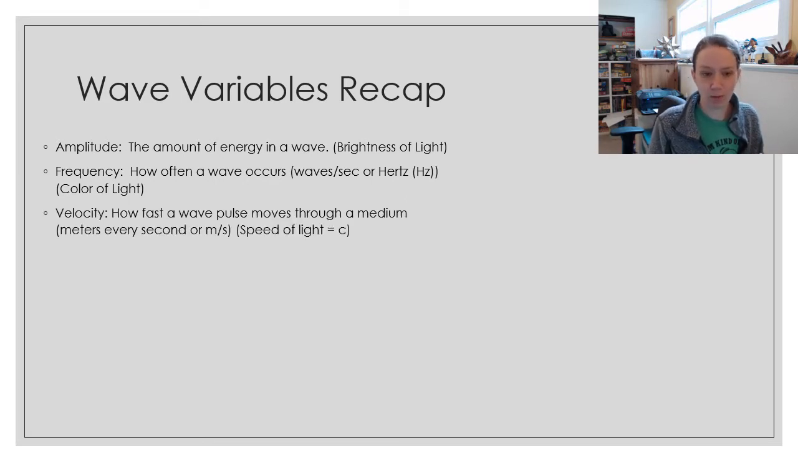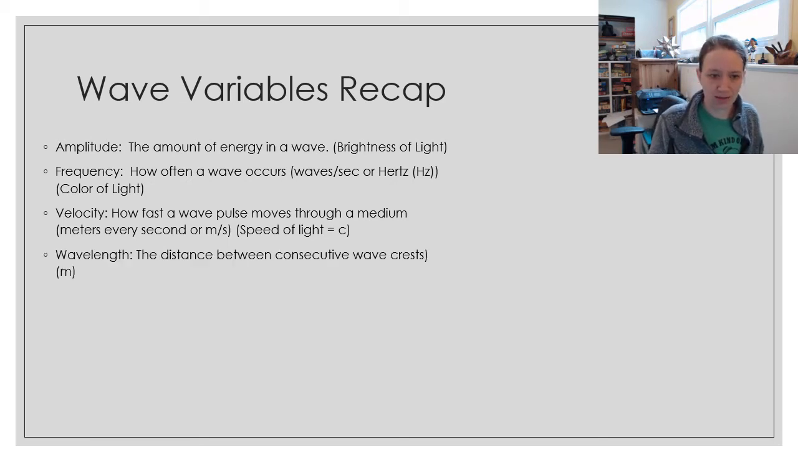The third wave variable that's relevant is the velocity or the speed of light, and a reminder that we actually covered that pretty thoroughly in the optics unit. Velocity is defined as how fast that individual wave pulse can move through the medium, and light travels in a vacuum or in air at the speed of light, which is c, which is 3 × 10⁸ meters per second. Light can go through other media like water or glass or diamonds, other things like that. And when light goes through other media, it slows down, but it's still a dramatically fast velocity.